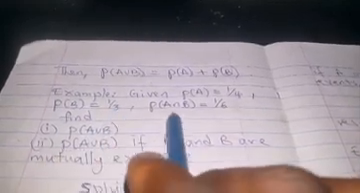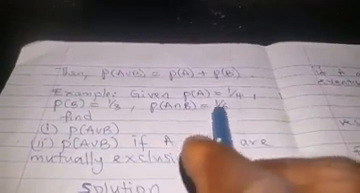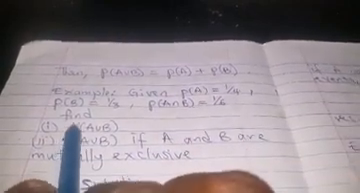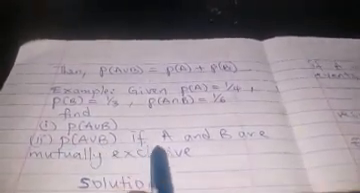Now let's see an example here. Given probability of A to be 1/4, probability of B to be 1/3, and probability of A intersection B, intersection means what is common between A and B, is 1/6. The first question is to find probability of A union B. The second is to find probability of A union B if A and B are mutually exclusive. Now let's see the solution. Number 1 here.